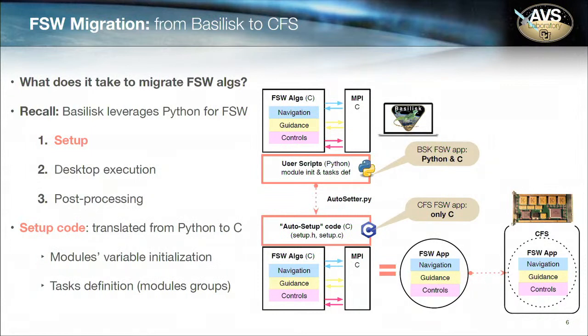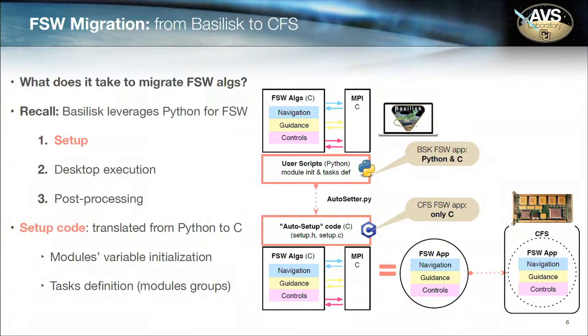What I'm going to describe next is what it takes to migrate the flight software algorithms from the Basilisk desktop environment, which is a combination of Python and C, into a pure C flight software application that can be readily integrated into CFS. If you recall, Basilisk leveraged the use of Python for flight software setup, desktop execution, and post-processing. One of these functionalities needs to be translated from Python into C in order to come up with a complete pure C application. And this is the setup.